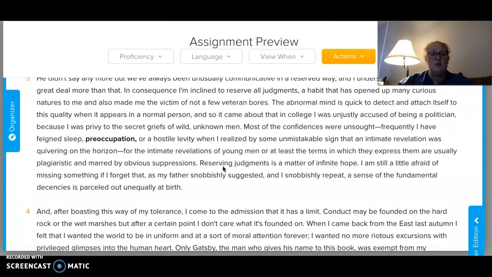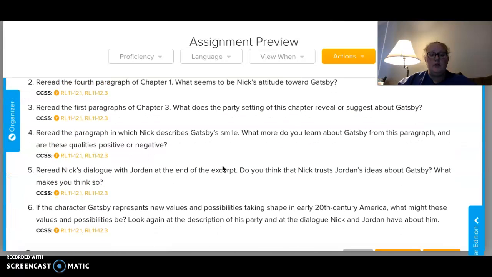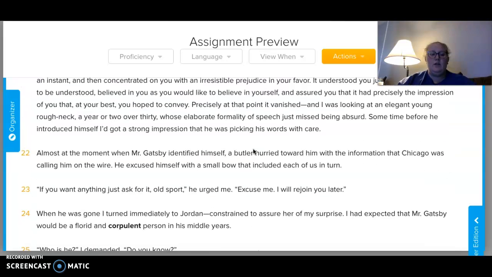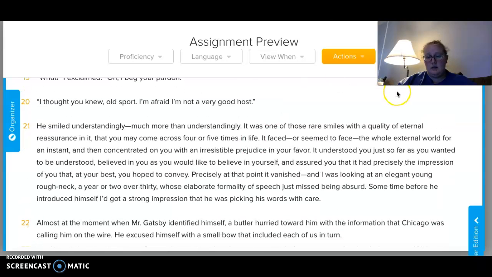So the question, to go back up here, says, what more do you learn about Gatsby from this paragraph? And are these qualities positive or negative? So how I'm going to annotate this, I have annotations turned on. I'm going to look at this and say, okay, what do I learn about him?